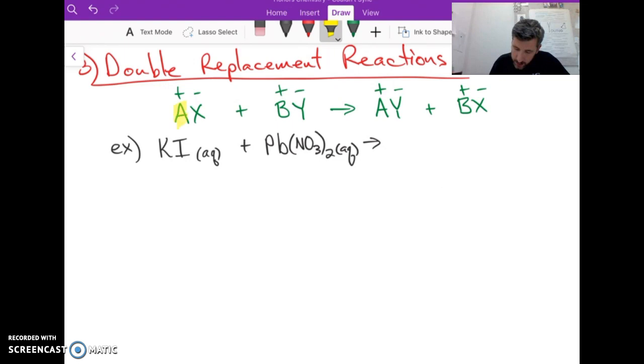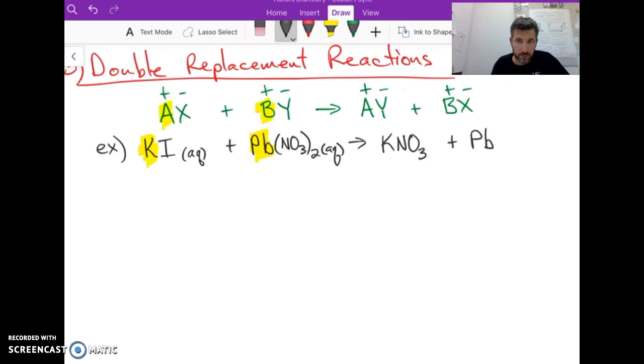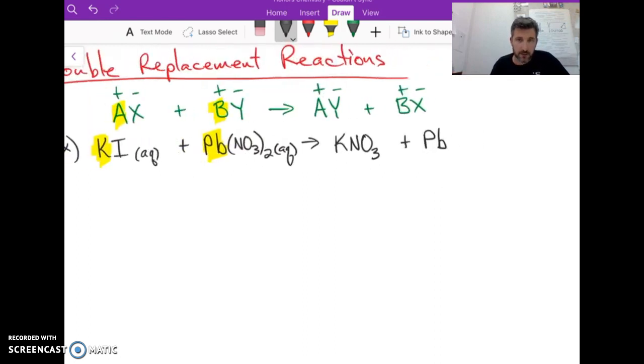In other words, up here A and B traded places because they were both the cations. And here we can say K and Pb are going to trade places. So on the product side, I'm going to get K paired with nitrate, or potassium nitrate, and I'm going to get lead 2, and I know it's lead 2 because of the 2 on the nitrate over on the left, so it would still be lead 2 on the right. So lead 2 is going to be paired with iodide, which would mean PbI2.